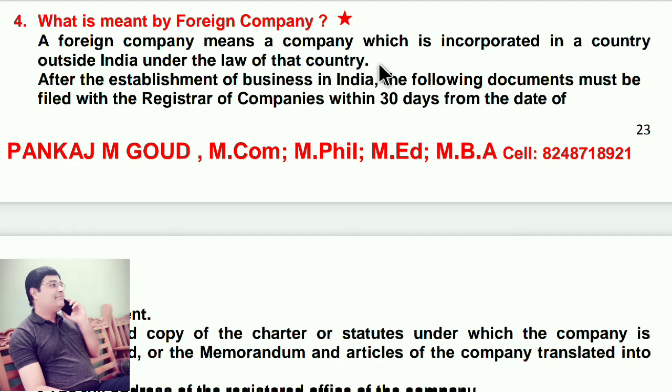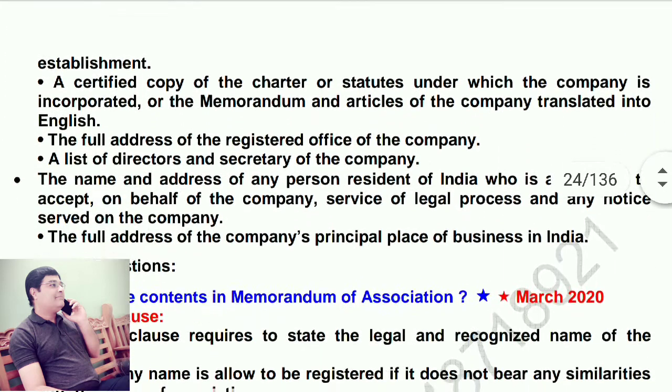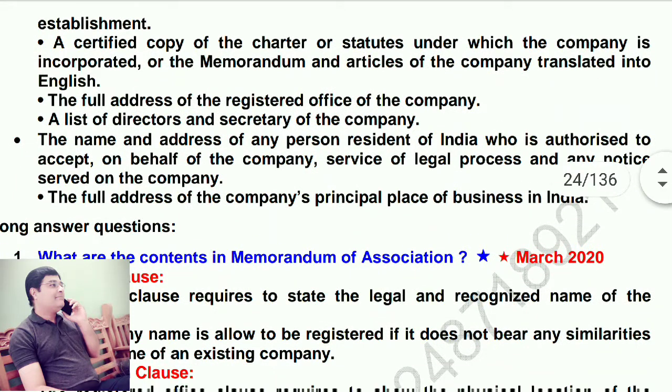A foreign company means a company which is incorporated in a country outside India under the law of that country. After the establishment of business in India, the following documents must be filed with the registrar of companies within 30 days from the date of establishment. Establishment means starting. So after starting a company, what are the documents you have to submit?